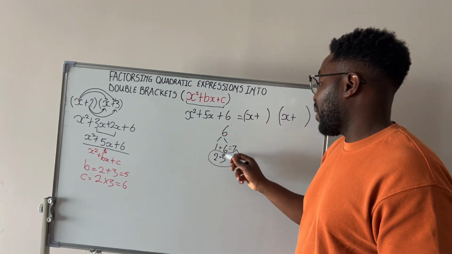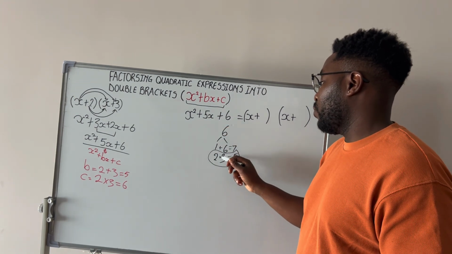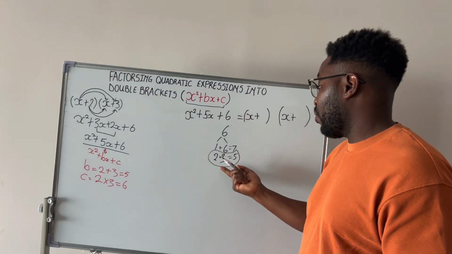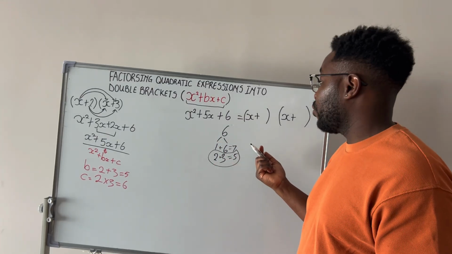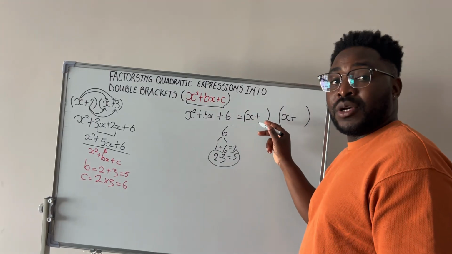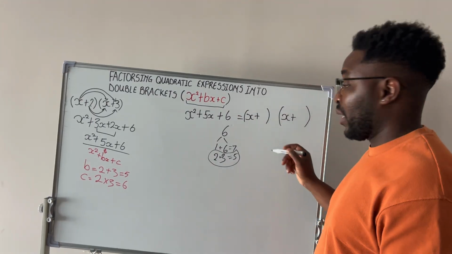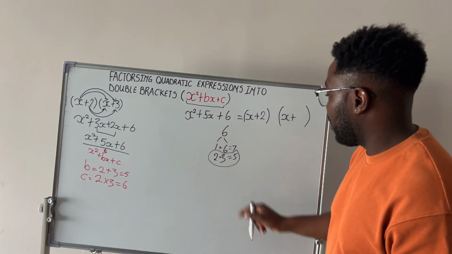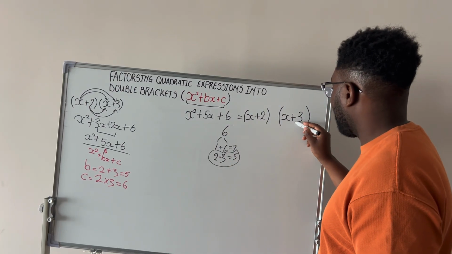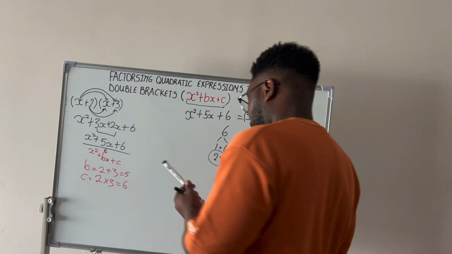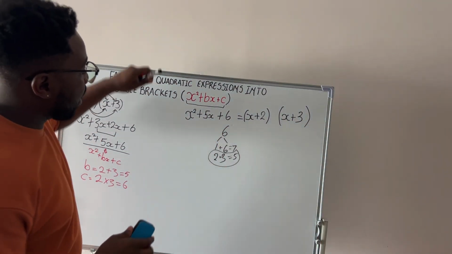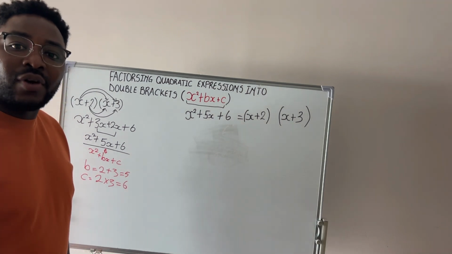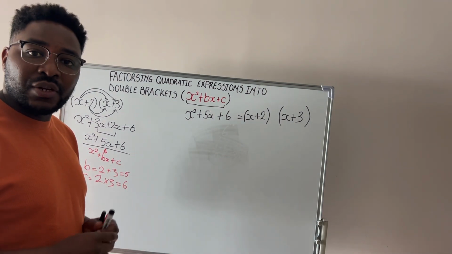Because 2 multiplied by 3 gives us 6, and 2 plus 3 gives us 5. So there we go, we have found it. So all we have to do is input them in our brackets over here, and that is positive 2, I'll put my 2 over there, and positive 3, I'll put my positive 3 over there. And there we go. We have factorized our expression over there, right?